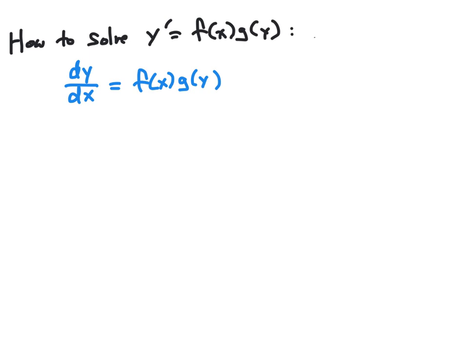We can now rewrite this equation so that all of the x terms are on one side and all of the y terms are on the other. In particular, we could rewrite this as dy over g of y equals f of x dx. So here we're multiplying both sides by dx and dividing both sides by g of y. And now on the left-hand side, everything, including the differential, is in terms of y, and everything on the right side is in terms of x. We're now going to integrate both sides.